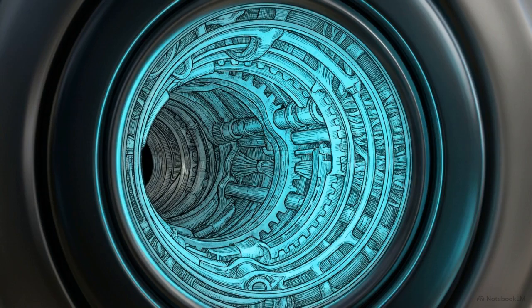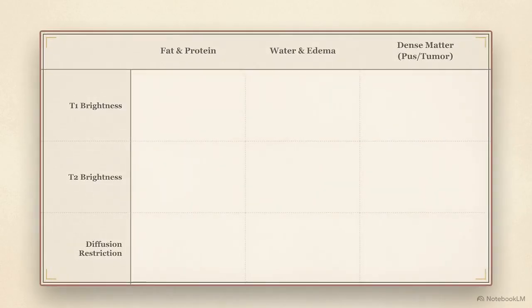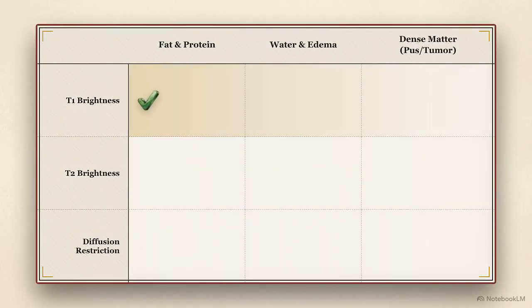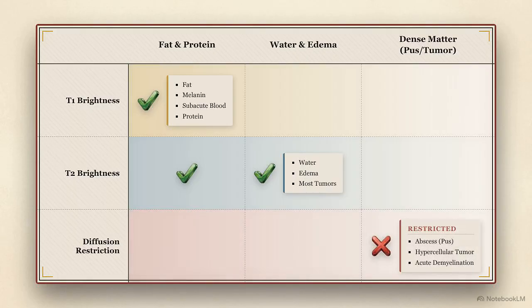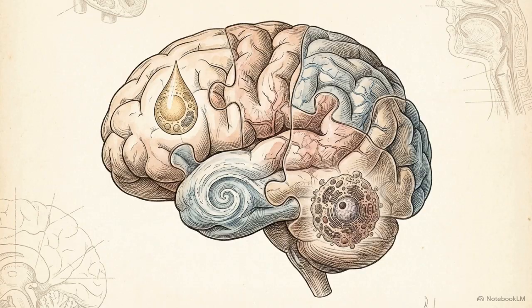The final filter correlates the remaining options with precise imaging signals and pathognomonic evidence. MRI interpretation follows a deterministic physics matrix, where tissue composition dictates the exact signal output. T1 brightness follows specific physical rules. If a lesion is T1 bright, it contains fat, melanin, subacute blood, or protein-rich fluid. T2 brightness correlates directly with water, edema, or high fluid content of most standard tumors. Diffusion restriction identifies dense matter, such as the hypercellularity of an aggressive tumor or the thick nature of pus in an abscess. Combining these physical rules allows for the deconstruction of complex puzzles.